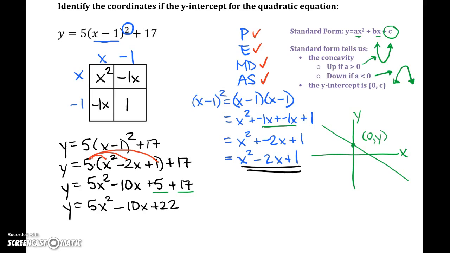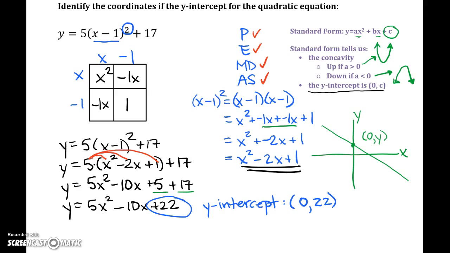So what that tells me, going back to our standard form over here, and the last statement we have, which is that the y-intercept is 0, c, I can see right here that that's going to be the y-coordinate of my y-intercept. So the y-intercept is, like we saw here, over 0, but we're going to go up 22. So my y-intercept is at 0, 22.